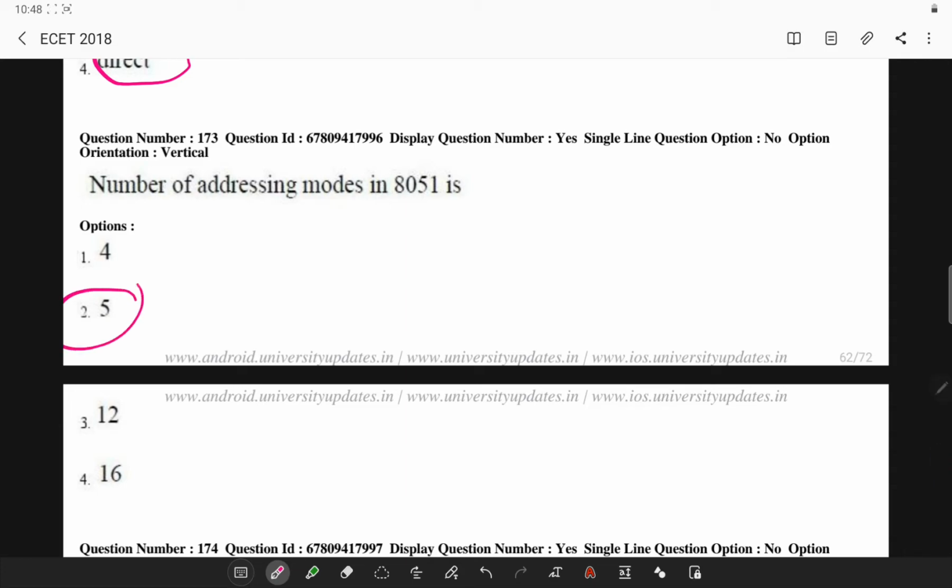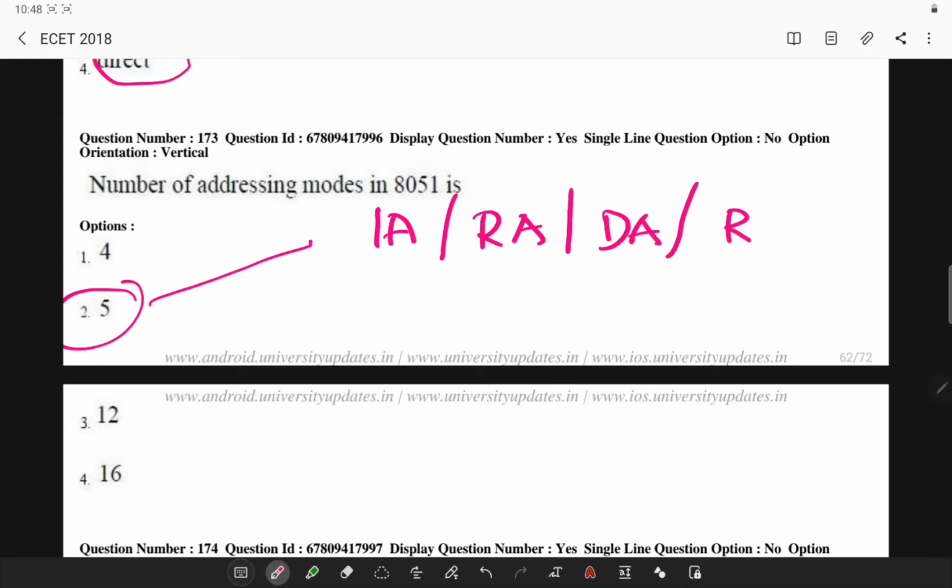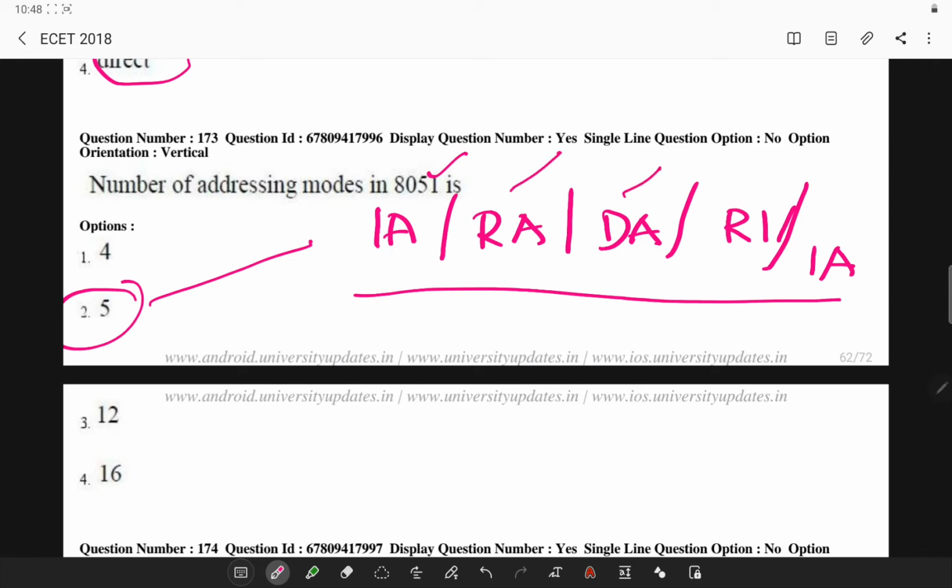So we have 5 addressing modes. What are the 5 addressing modes? Immediate addressing mode, register addressing mode, direct addressing mode, register indirect addressing mode, and index addressing mode. Remember all the 5 names: immediate, register, direct, register indirect, and index addressing mode.